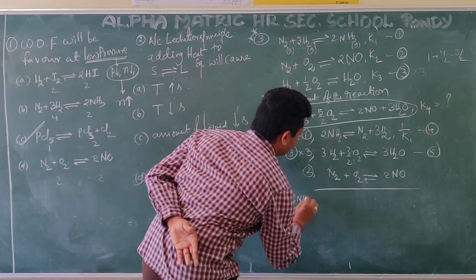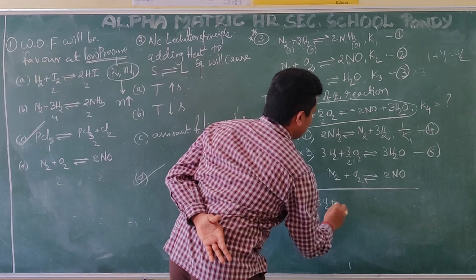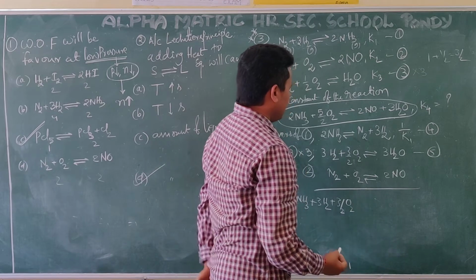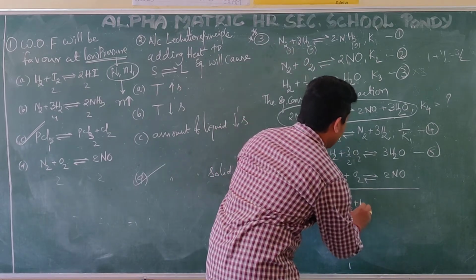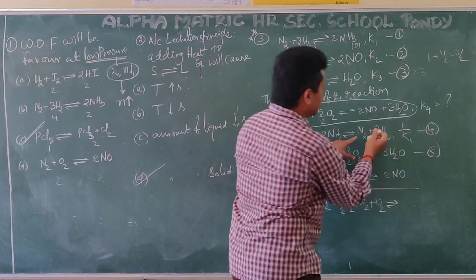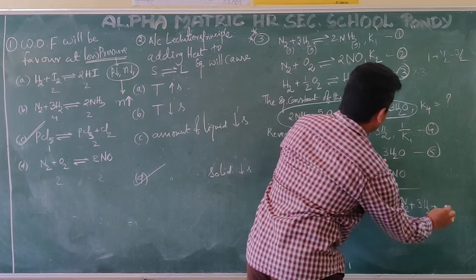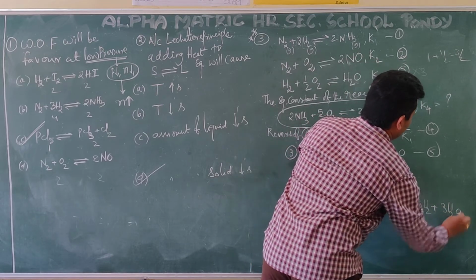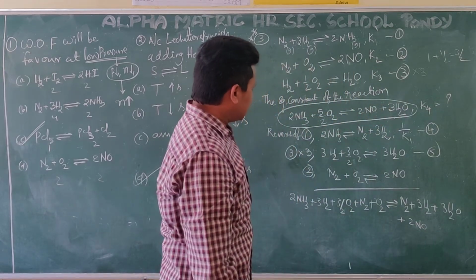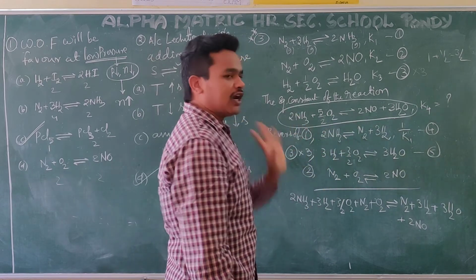2NH3, 3H2 plus 3 by 2 O2. And now, here what is there? N2 plus O2. This side, the right side part: N2 plus 3H2O plus 2NO. So what I am doing is, I have to check by doing all the math, by adding all these equations, whether I am getting my target equation or not.